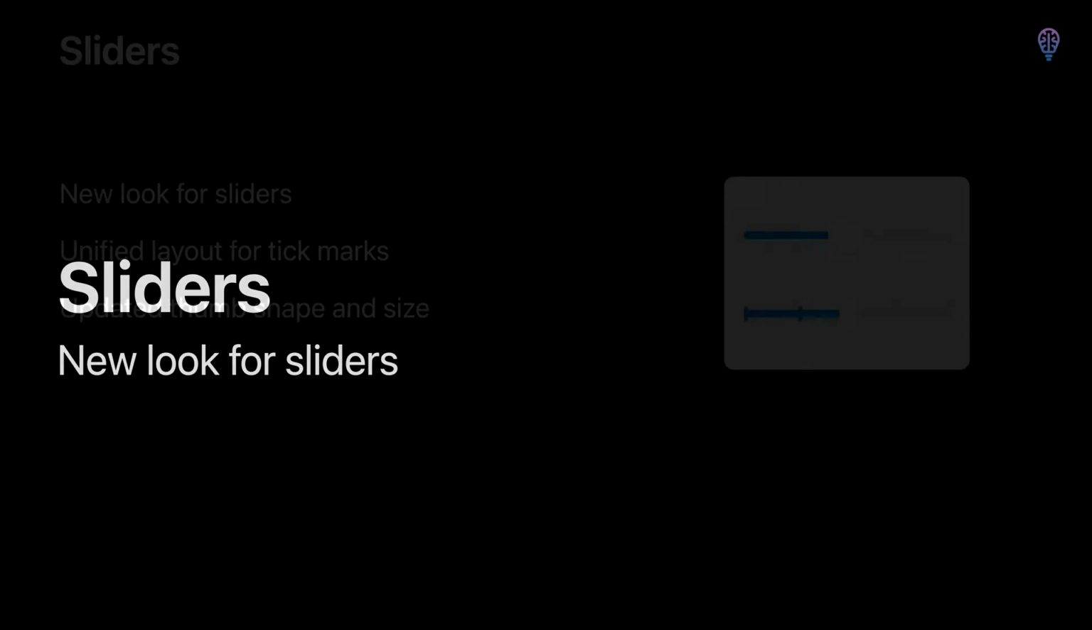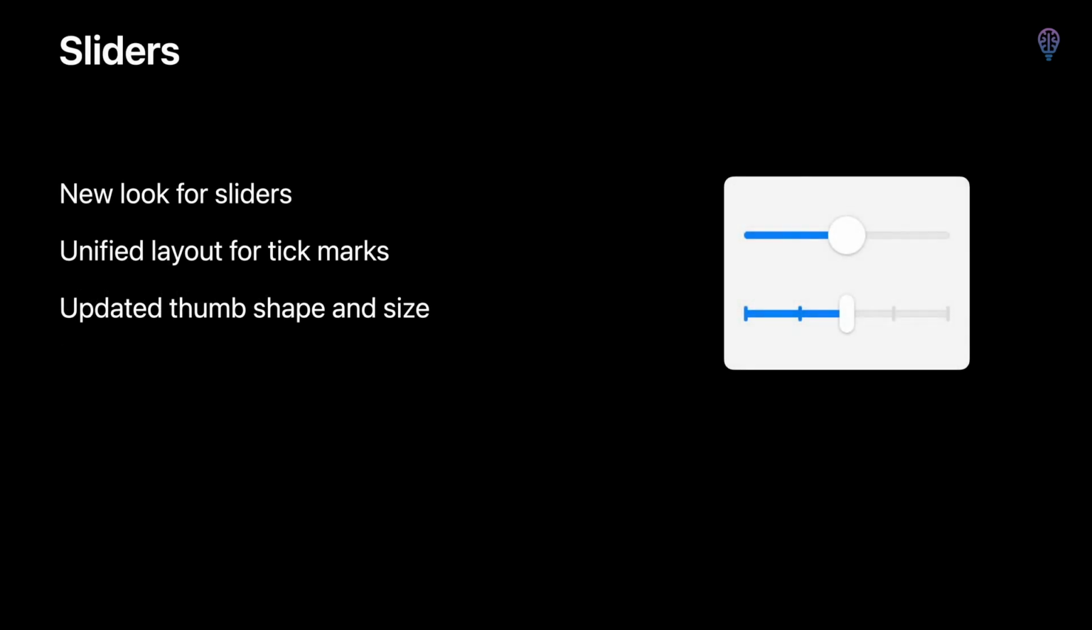Next up, I want to talk about one control in particular, and that's sliders. Sliders have a new look on macOS Big Sur. In this new style, tick marks appear in line on the track, unifying the layout between sliders with and without tick marks. This new look is applied automatically when you build against the new SDK, so there's a couple things you'll want to know about it.